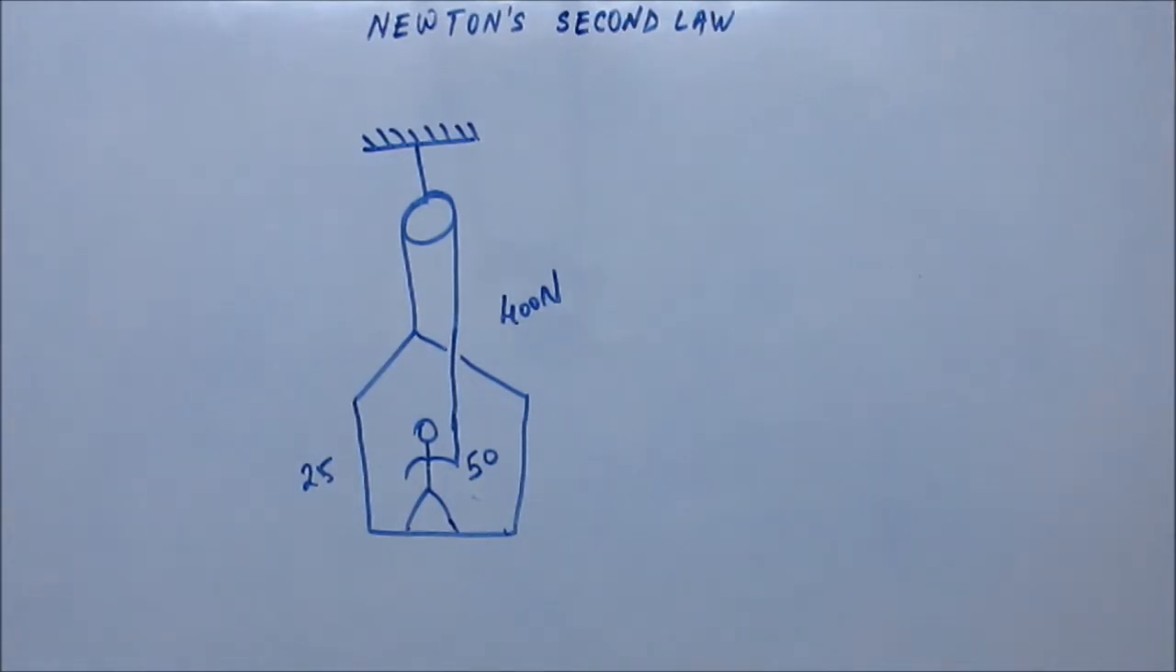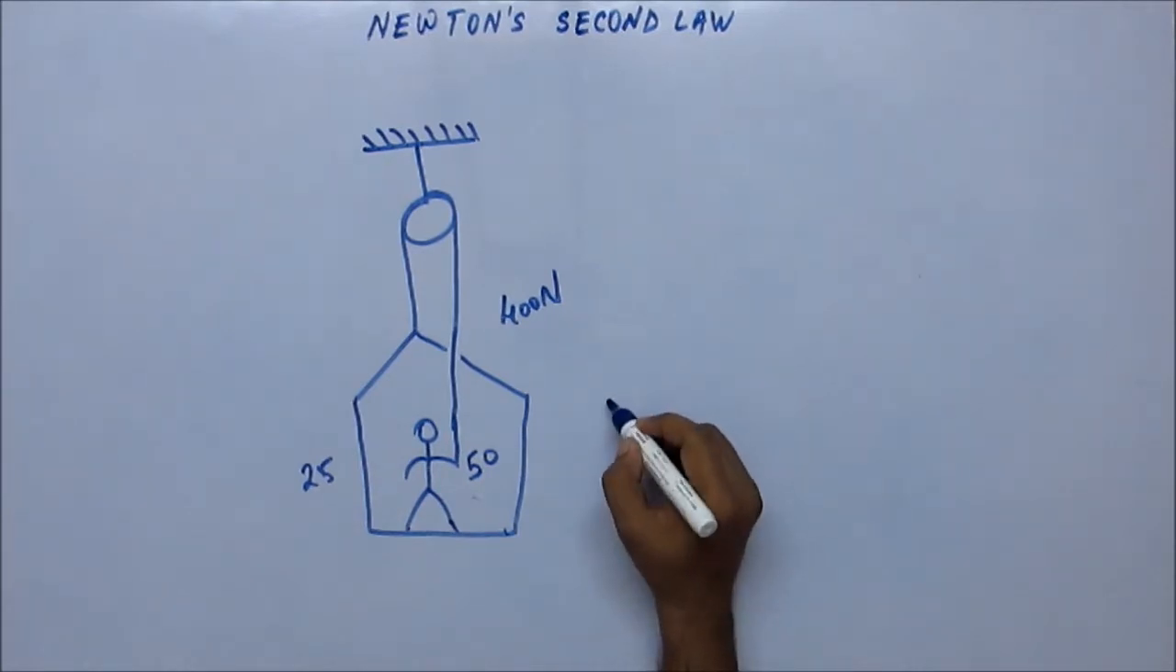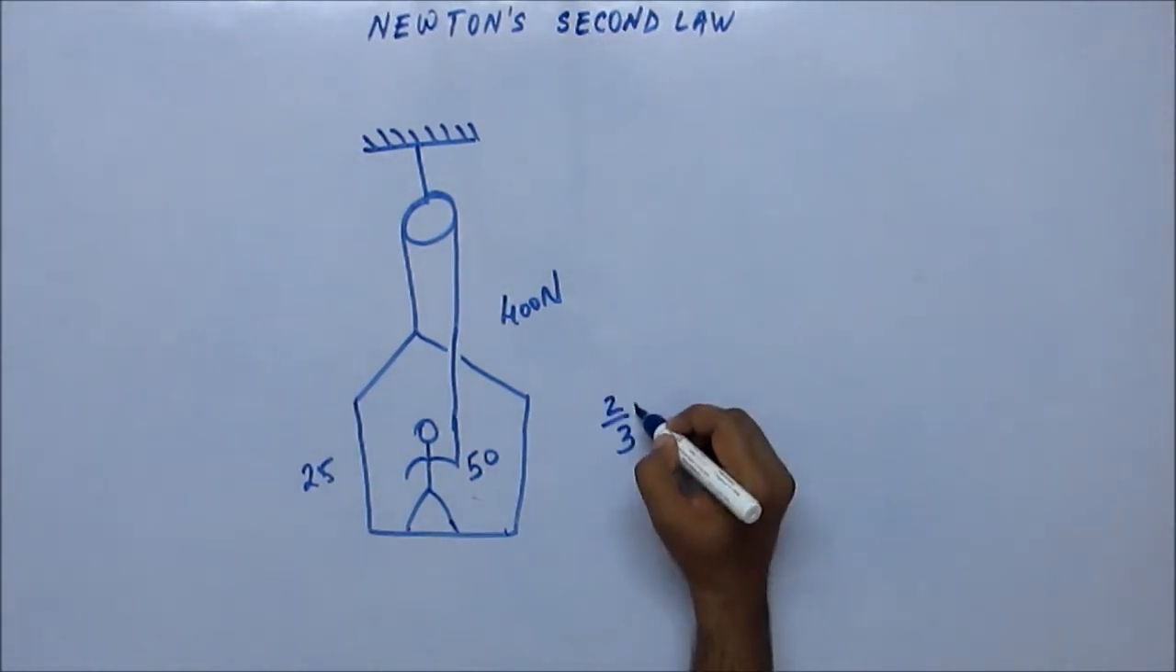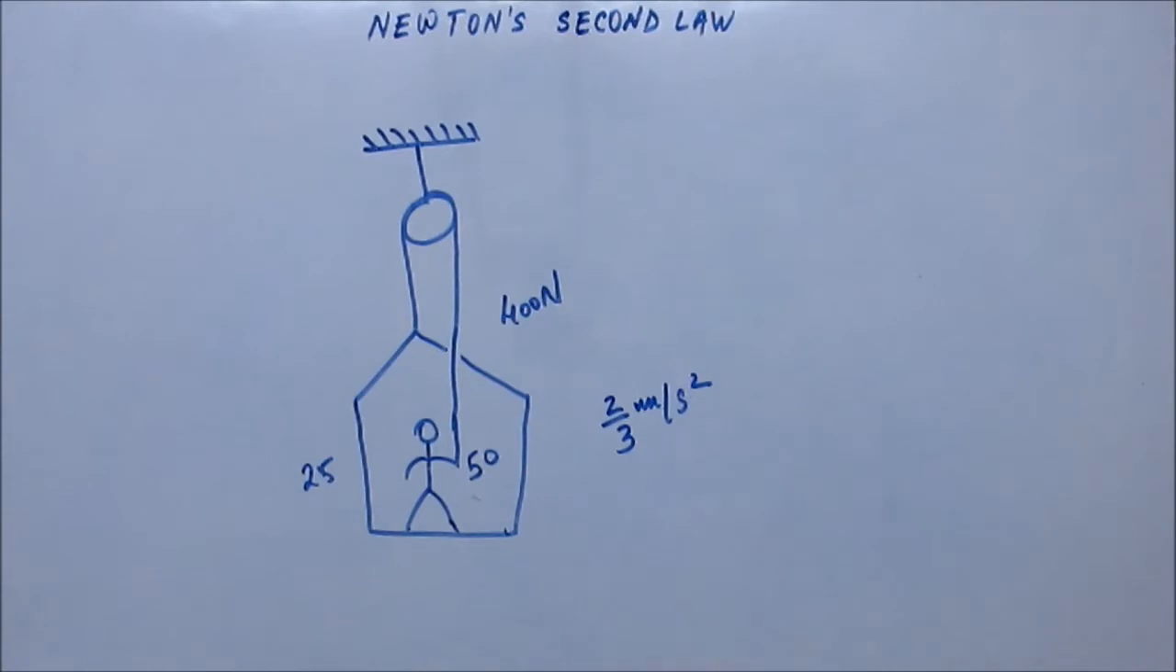This question in the present form is rather on the easier side. You can get the answer very easily. Please try your hand on this and tell me what is the acceleration of the lift and man system. The acceleration of the lift and man system should come out as 2 by 3 meter per second square. If you got your answer right, you're doing pretty good.